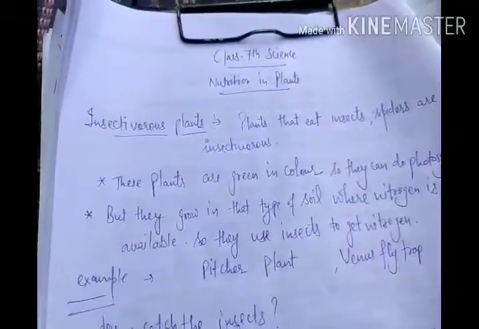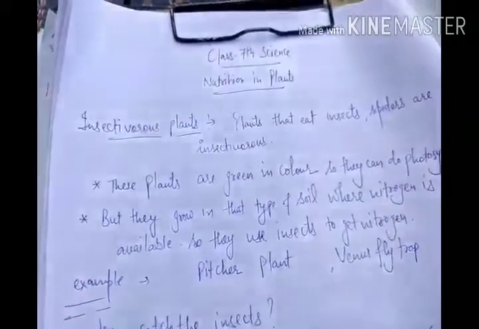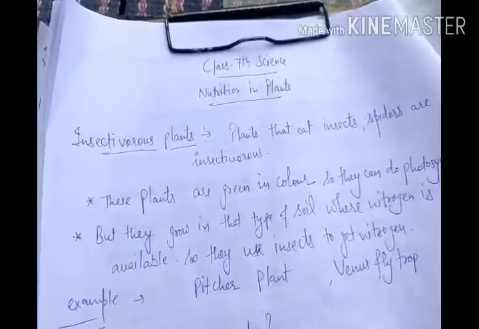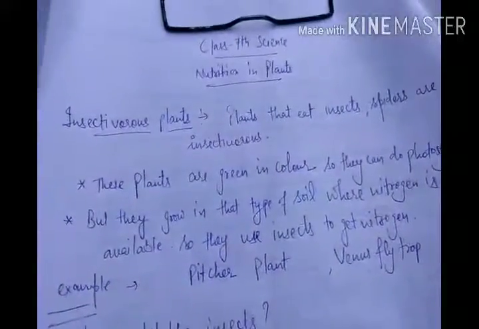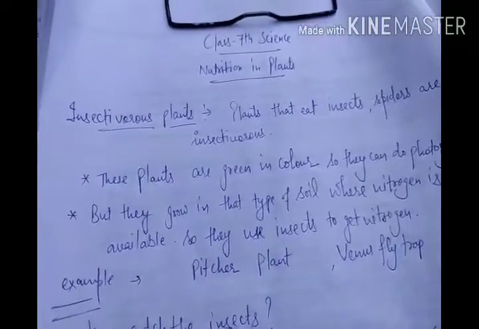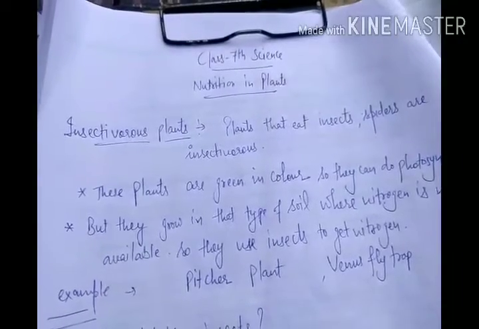Yesterday I told you about heterotrophic nutrition, second type, saprophytic plants. Today we are discussing another type of heterotrophic nutrition, that is insectivorous plants. I told you before that heterotrophic nutrition is that nutrition in which plants prepare their food with the help of others.